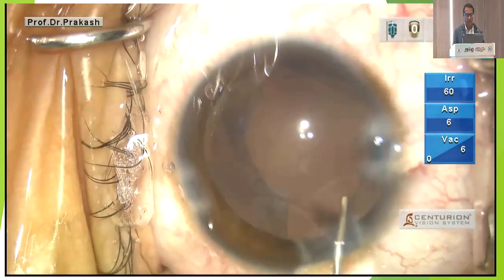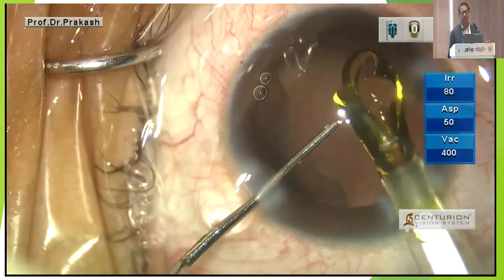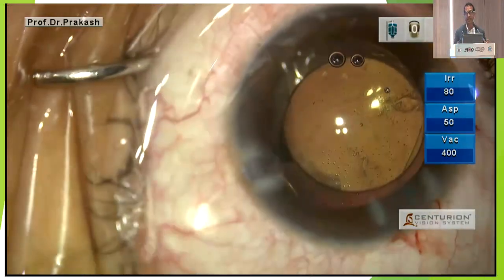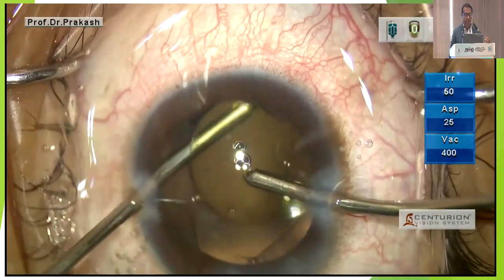And after injecting the cohesive OVD, I implant the IOL. The main advantage of cohesive OVD is that it is a long chain molecule and highly entangled with each other, so it can be easily removed from the eye.